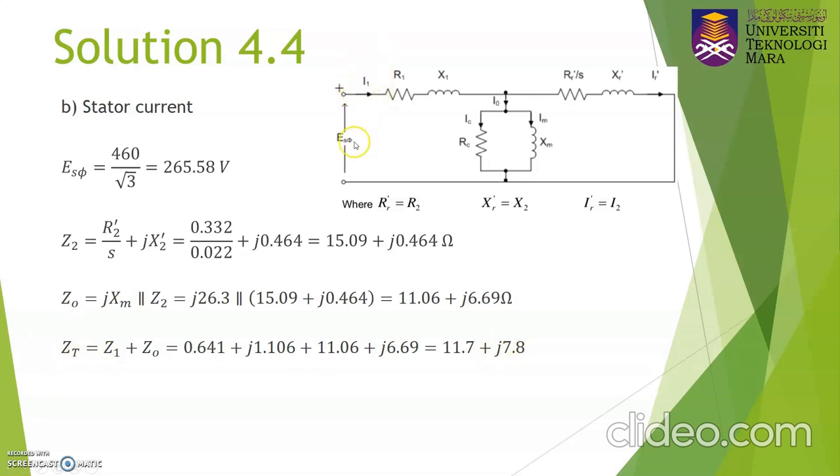Since I1 will be equal to the voltage supply divided by the Z total. So I1 will be equal to 265.58 volt divided by 11.7 plus j7.8. So finally, the stator current, I1, will be equal to 18.88 angle of negative 33.69 degree ampere. So this is the value of the stator current.